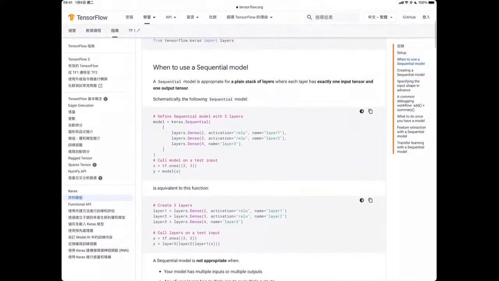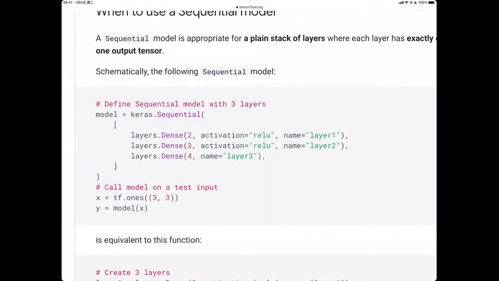Here are some examples. Model equals Keras Sequential. It has 3 hidden layers. All of them are dense layers, with 2 neurons, 3 neurons, and 4 neurons. And we can define what kind of activation function we'd like to use for each specific layer. For example, it uses ReLU at the first and the second hidden layer. For the last one, it has 4 neurons, but we don't apply any activation function on it. Of course, you can name each layer, for example layer 1, layer 2, and layer 3.